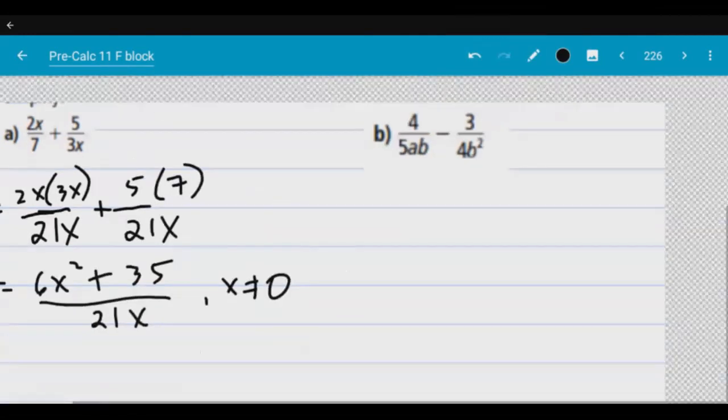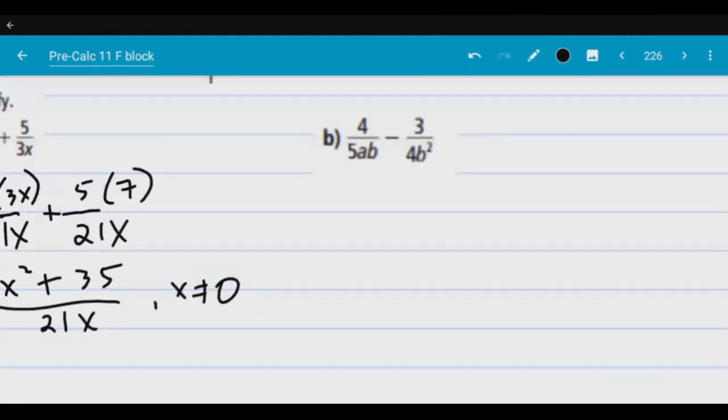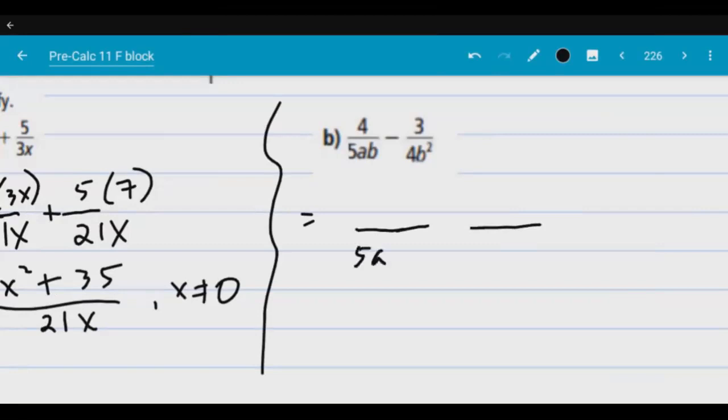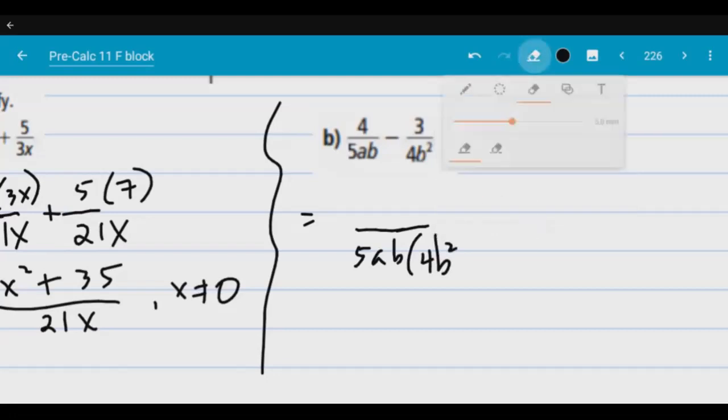Okay, so next, 4 over 5ab minus 3 over 4b squared. The question is, what would be your least common denominator? Again, guys, it is really up to you. Me, sometimes it's actually faster to just multiply the two denominators. So I will turn these fractions into new fractions that have the denominator 5ab times 4b squared. To me, that's just a lot faster, instead of worrying about what it's going to be.